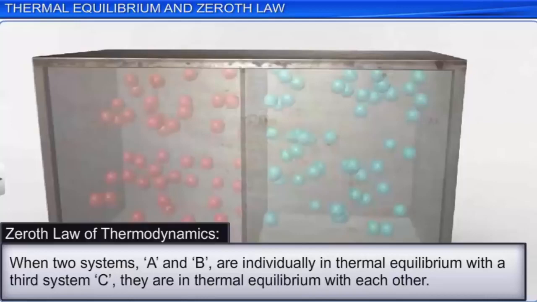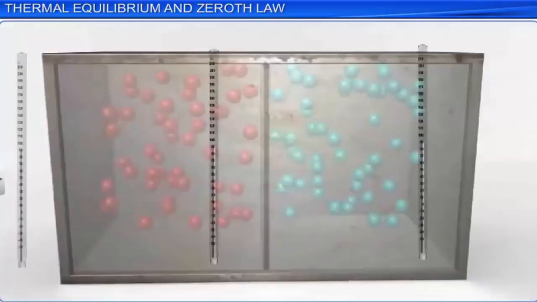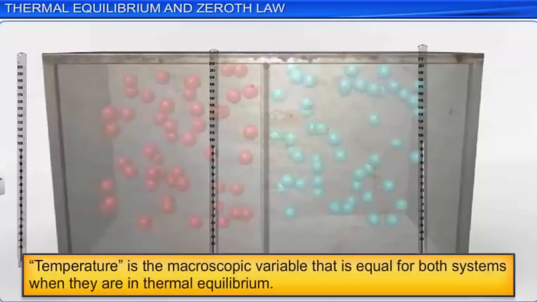Now, if we measure the temperature of all the three systems, we find all of them at the same temperature. This fact is used to define temperature. Temperature is the macroscopic variable that is equal for both systems when they are in thermal equilibrium.